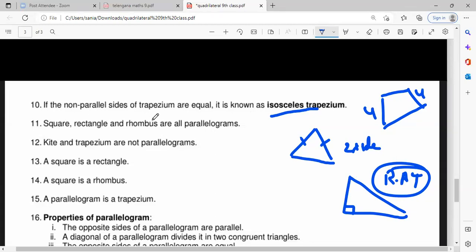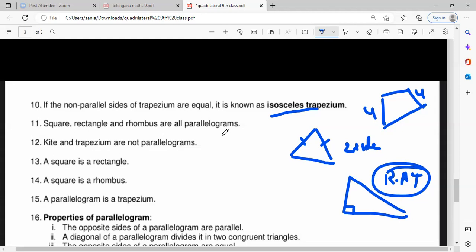Square, rectangle, and rhombus are all parallelograms, right? If I ask you, basically why I am teaching you all this, it is because they usually ask you these questions as statements, right? Yes and no, true and false. So that's very important.